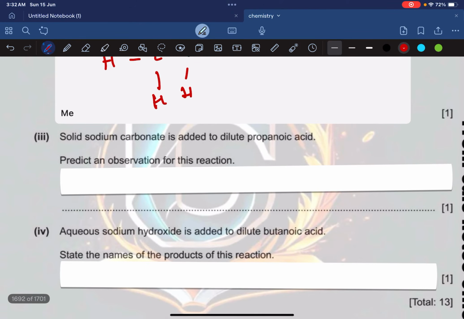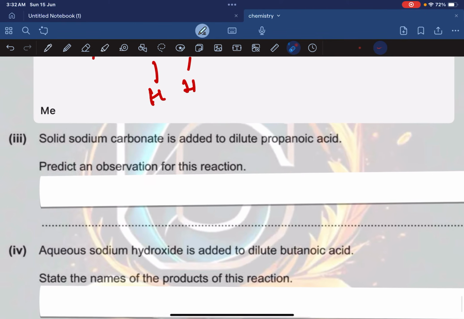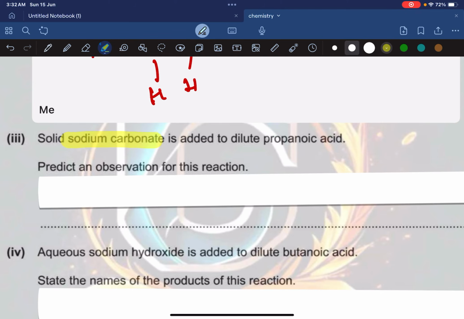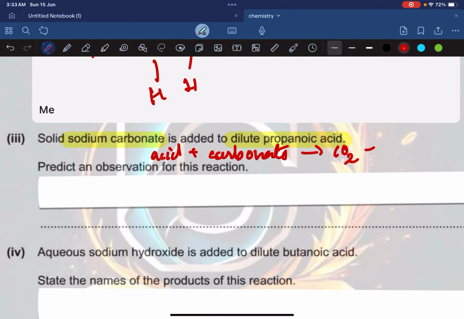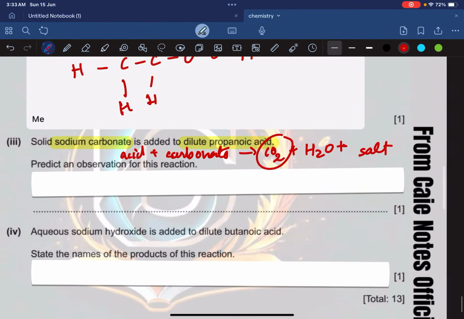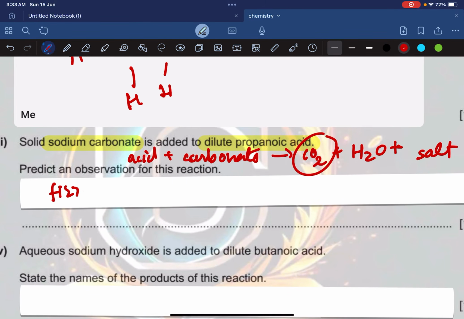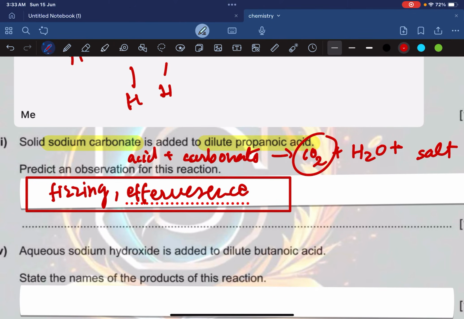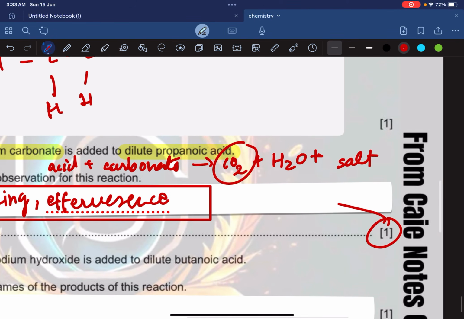Okay, solid sodium carbonate is added to dilute propanoic acid. Predict an observation for this reaction. What's basically happening? You're adding a carbonate into an acid, so you know that acid plus carbonate is going to give you a gas, which is carbon dioxide gas, plus water plus a salt. So what is going to be the observation? It's going to be fizzing of the carbon dioxide gas. It's going to be effervescence. Fizzing, effervescence, bubbling is going to be considered one thing. But if you are good enough, since it's for 1 mark, it's going to give you your mark.